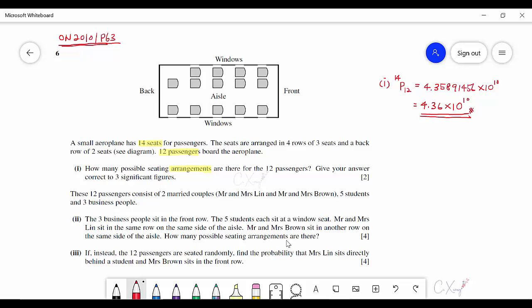Usually when we want to arrange them, we have to start with those restrictions first. So first of all, I think the first restriction that we should consider is this: 3 business people sit in the front row. Because if the front row is occupied by other people, then this restriction cannot be fulfilled. So this is the first restriction that we should try to fulfill first.